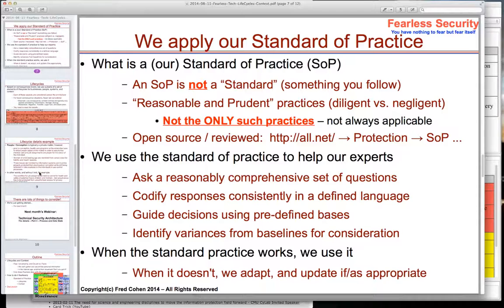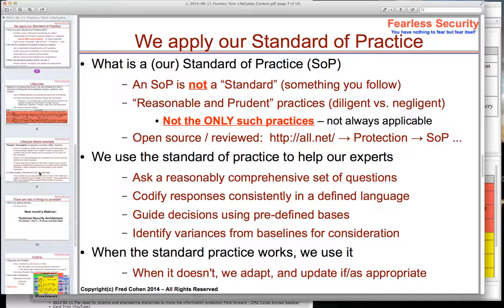To do this, we apply our standard of practice. A standard of practice is not a standard. It's not just something you follow, not a bunch of rules. It's not an ISO standard or something like that. But what it is, is a set of reasonable and prudent practices.